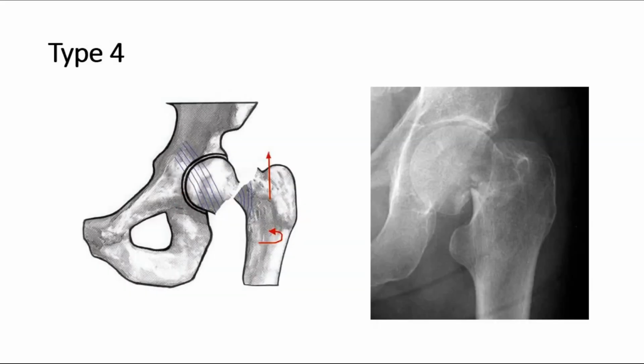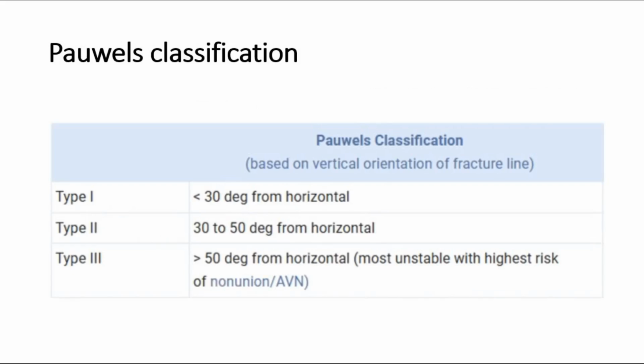Another classification is the Pauwels classification, based on the vertical orientation of the fracture line. Type 1 is less than 30 degrees from horizontal. Type 2 is 30 to 50 degrees from horizontal. Type 3 is more than 50 degrees from horizontal.